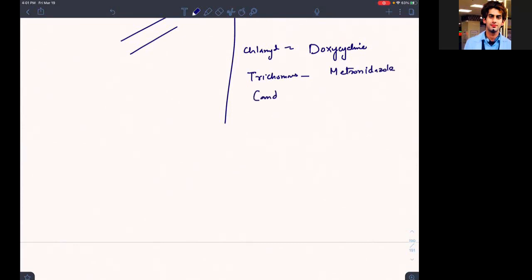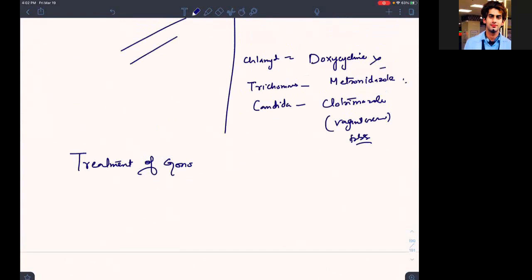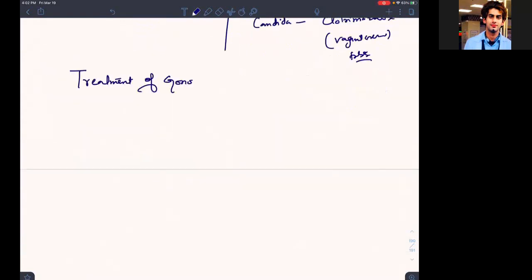If we see a candida infection, clotrimazole. It is available as vaginal cream or tablets. Now let me teach you the treatment. Take a separate page and write the treatment of gonorrhea. I could have told you the dosages also, but you are a first year student, so just remember the drug first.